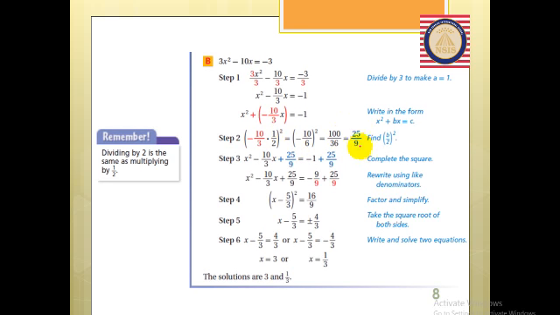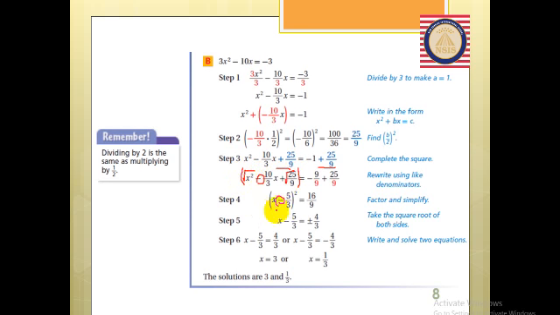What I'm going to do is add 25 over 9 to both of the 2 sides. Okay? Very good. So I have here a perfect square trinomial. I'm going to get the square root of the first and the square root of the last, and put the sign of the middle.